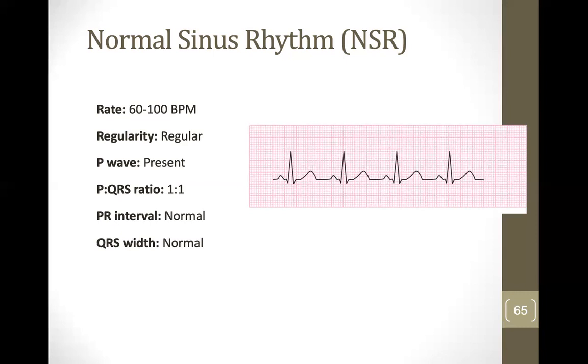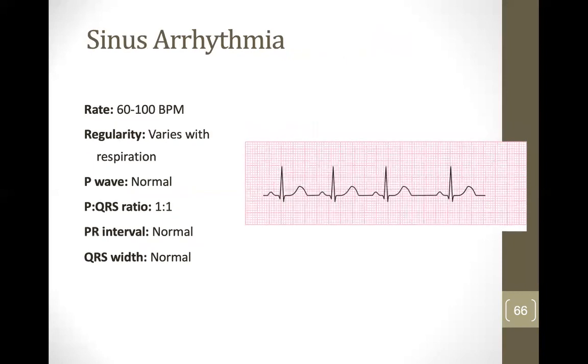But for now, we're taking a look at a normal sinus rhythm. We know it's sinus because it has a P wave before each of the QRS complexes. And it's normal in that the rate is between 60 to 100 beats per minute.